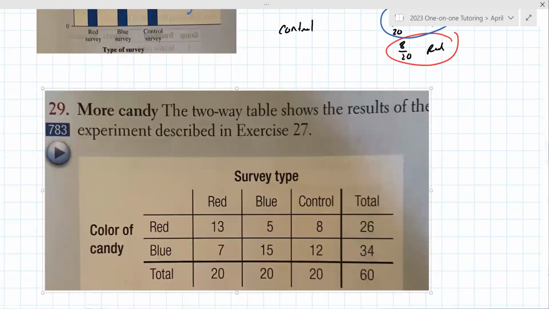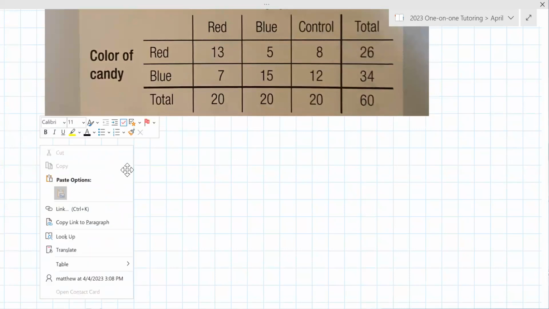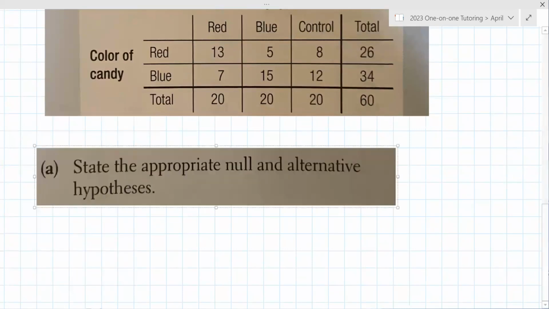Oh, did you receive the questions on 29, or did you just get that image? I've got all of them here. Okay. Yeah, so you're doing chi-squared distributions. Is that right? Yeah. Okay. All right, so letter A here: state the appropriate null and alternative hypothesis.